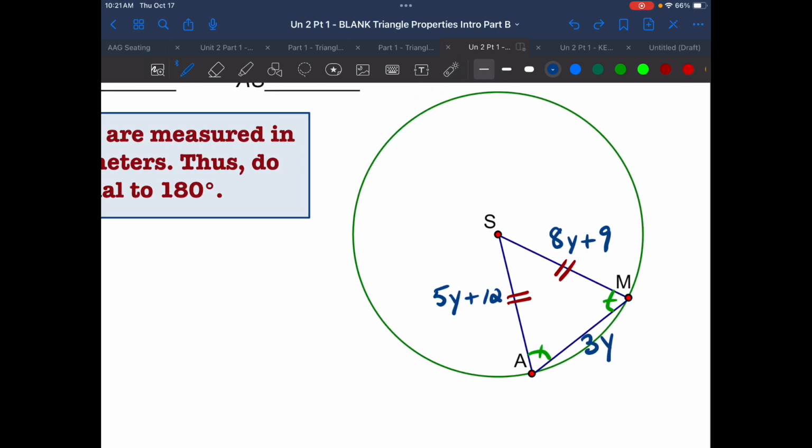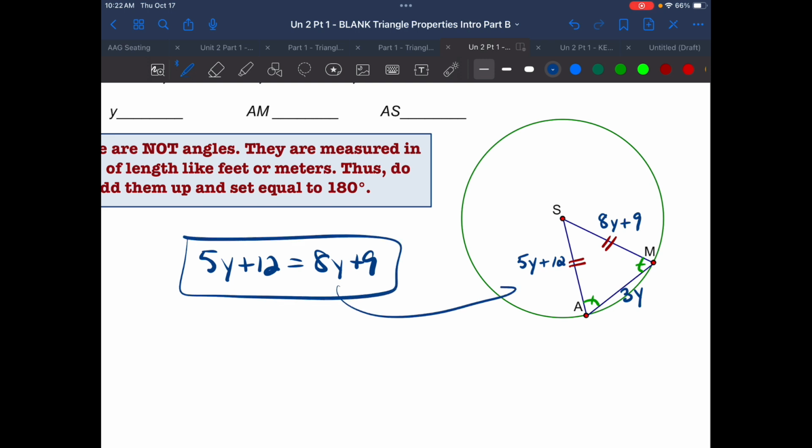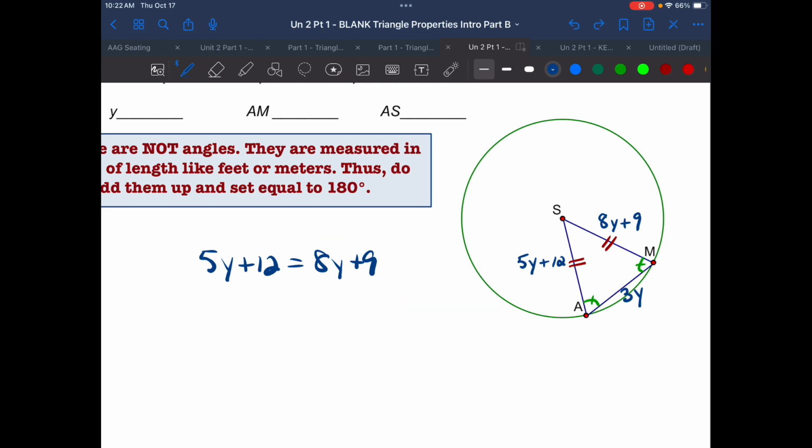But here's what I want us to do. Let's look at the diagram and what relationships do you see? Hopefully you notice that, again, like before, we have two equal sides. I don't have to cram this into my equation just because they gave it to me. All I want to do is set equal the two sides that are equal. So let's go ahead and do that. That's going to be 5y plus 12 equals 8y plus 9. Take your time. I would like you to solve for y, and then get ready to plug those values into each of these three sides.